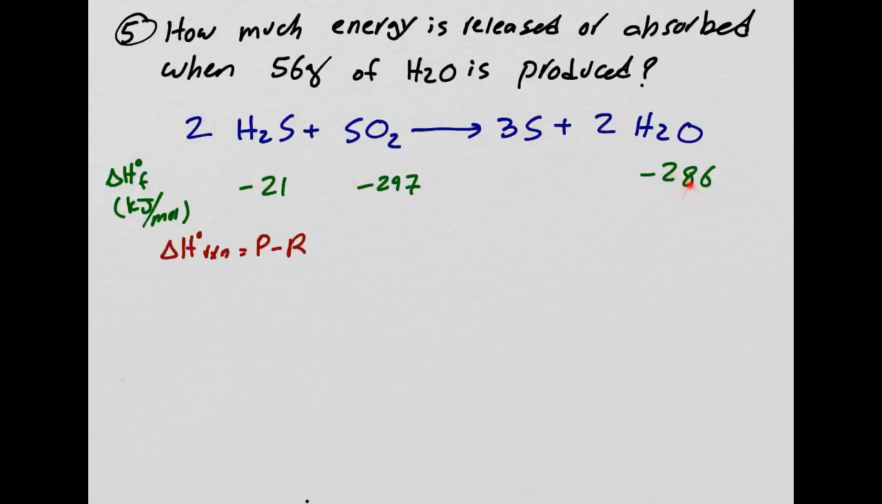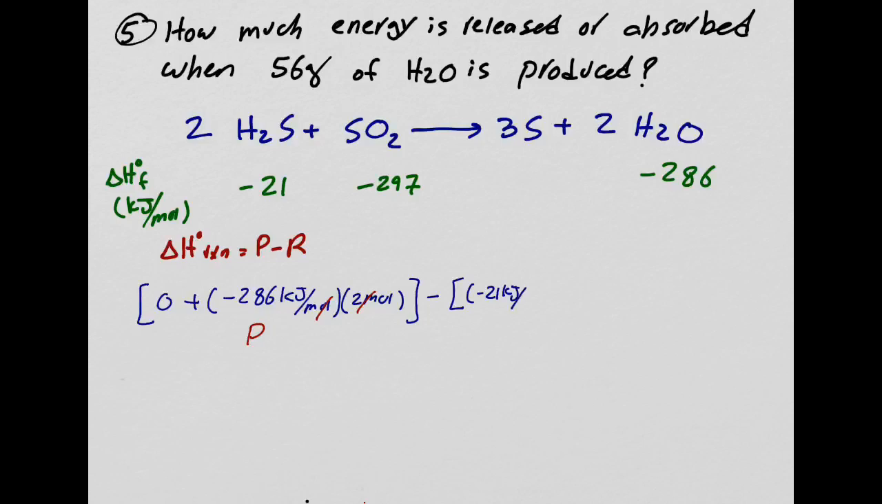Okay, we have the delta H of formation. Product minus reactant would give the delta H of the reaction. Let's do that. So sulfur is 0. Water is negative 286 kilojoules per mole. We have to multiply it by moles. I have 2 moles of water, coefficients are the mole ratio, so the moles can cancel out. Now this is going to be my product minus my reactant. My reactant is H2S, so negative 21 kilojoules per mole.